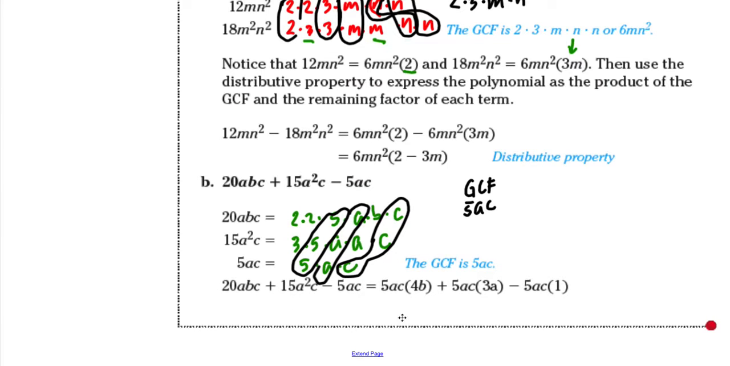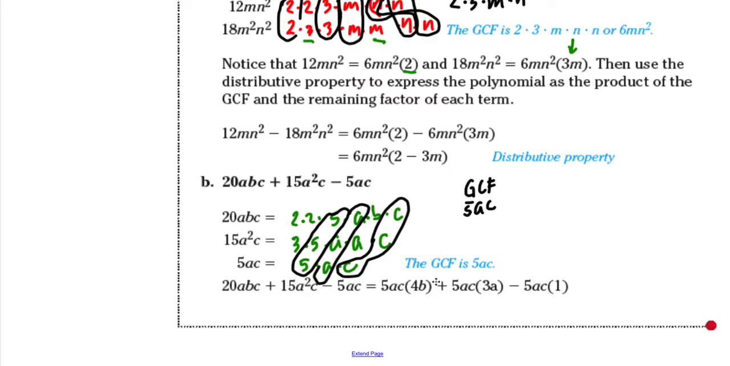Okay, and then if you notice, 4b is what's left in the first row. 3a is what's left that has not been circled in the second row. And 1 is what's left that has not been circled because everything has been circled. So 1 is the invisible number here. If all the numbers and all the variables are circled, then you simply put the 1 there.